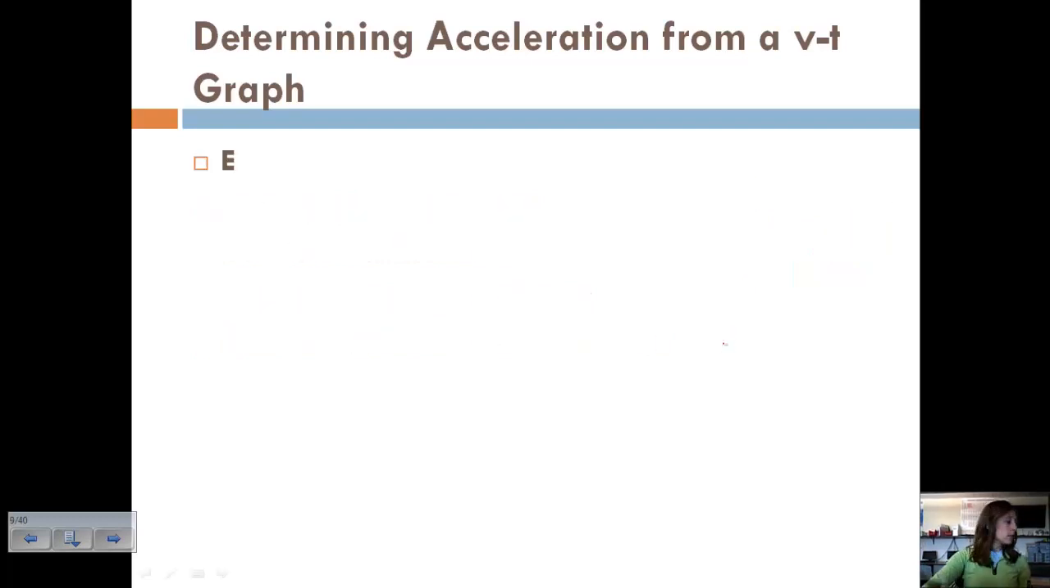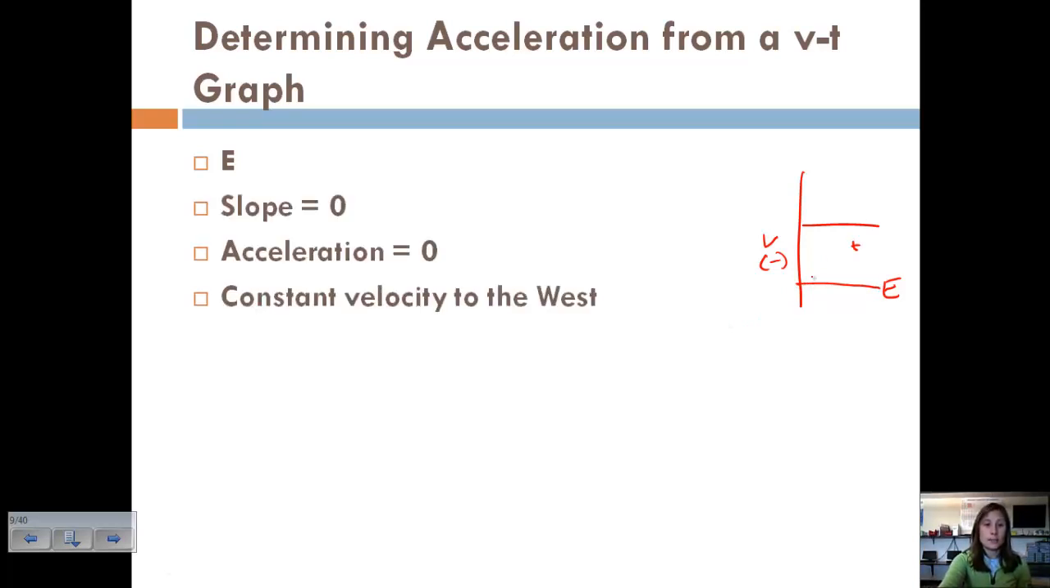Okay, and the last one that we want to look at is letter E, and E is down here. So this is in our negative velocity, or traveling west. And you can also see that it has a constant slope, which means no acceleration. It's just traveling west at a constant speed.